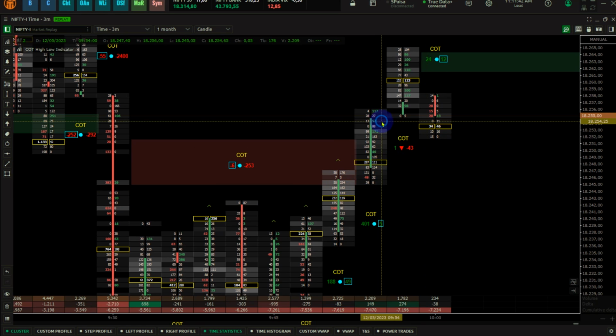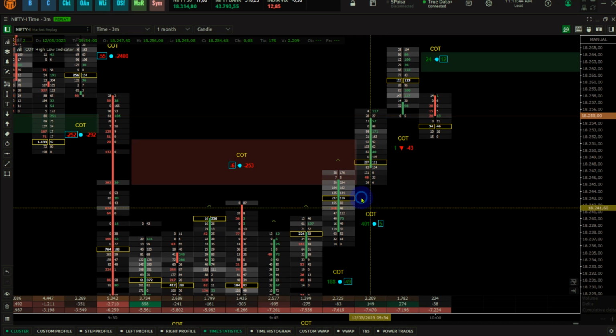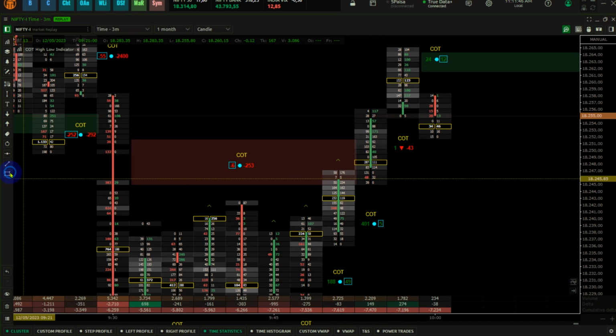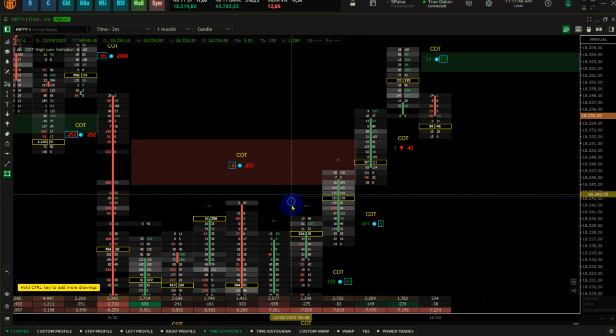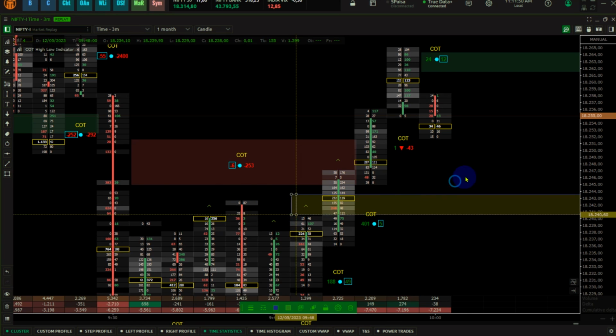You can see this buying coming in. So I will just mark this area. This is one area I would be looking to take a long trade from. Why?